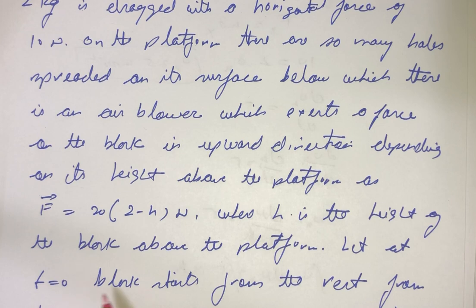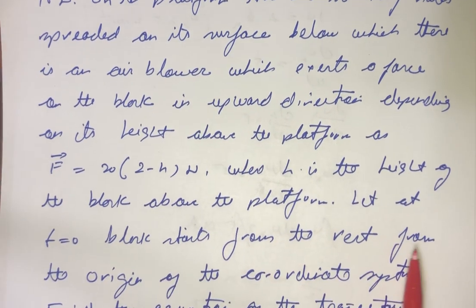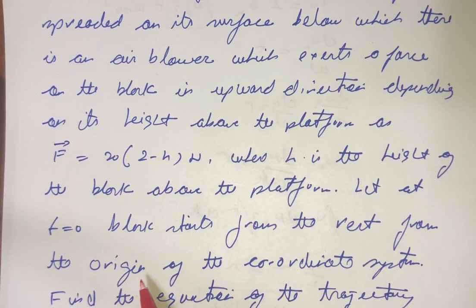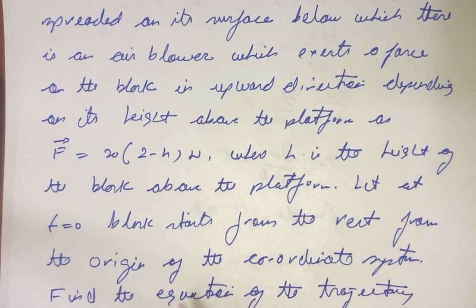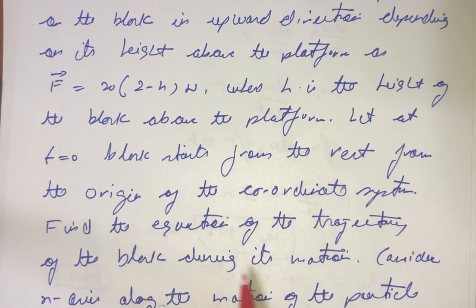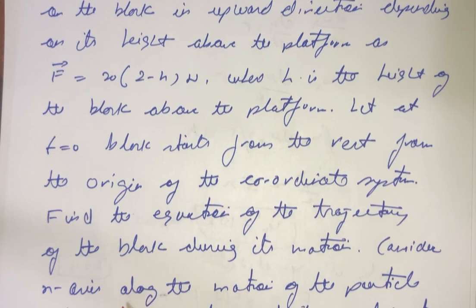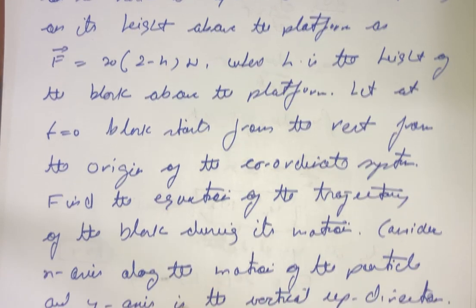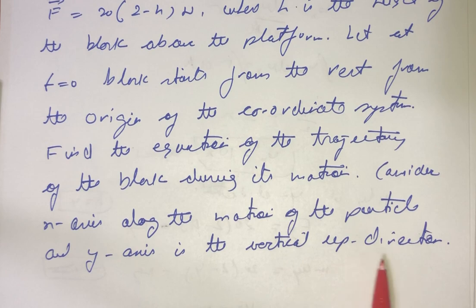Let at t equal to 0, the block start from rest from the origin of the coordinate system. Find the equation of the trajectory of the block during this motion. Consider the x-axis along the motion of the particle and the y-axis in the vertical up direction.